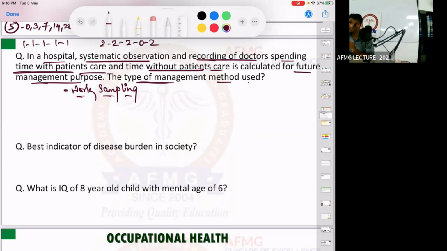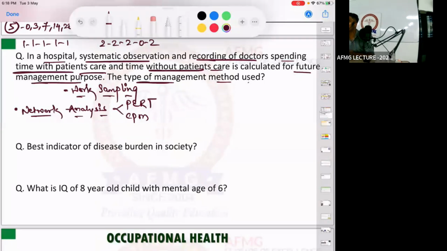Now, if I talk about other health management techniques that we have, so please remember, one is network analysis. In network analysis, the two things which are included are, first is PERT, and second is CPM. PERT is program evaluation and review technique. Whereas CPM is the critical path method.